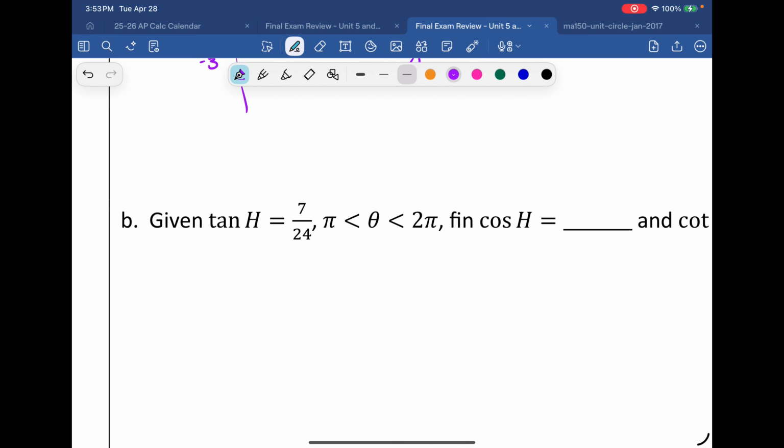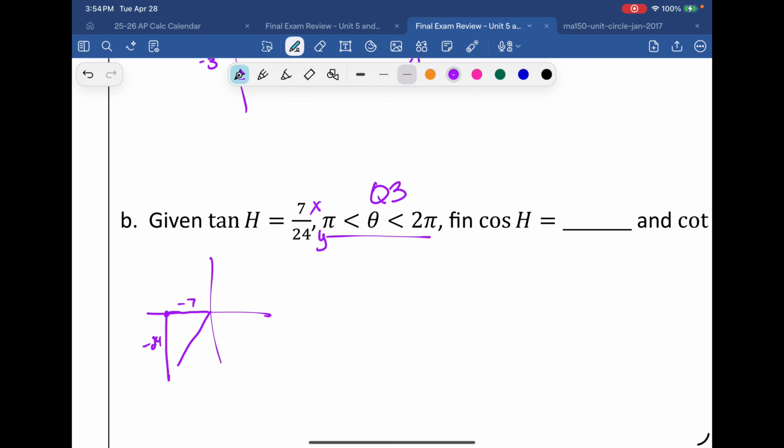Okay, tangent is 7 over 24, but this time it's telling you that the angle is between pi and 2 pi. For tangent to be positive, and to be somewhere down here, x and y would both have to be negative. We're talking quadrant 3. So tangent is y over x, and since both are negative, we go left negative 7, down negative 24, and then the radius meets them. Find the radius: x squared plus y squared equals radius squared, so radius is 25.